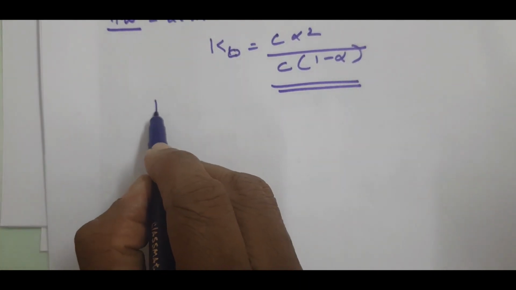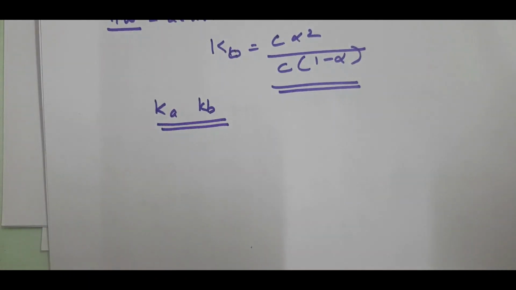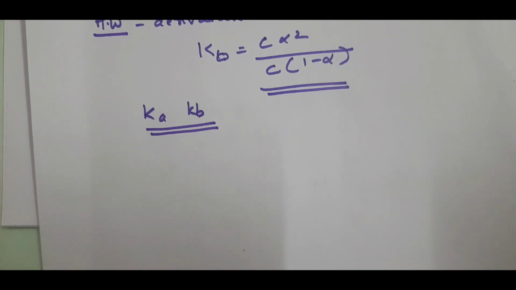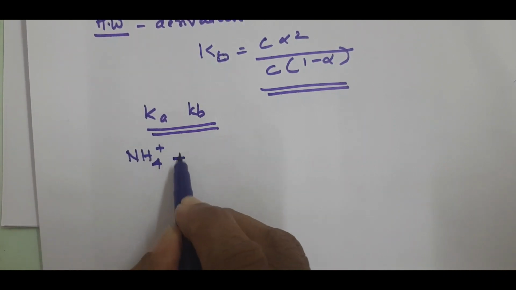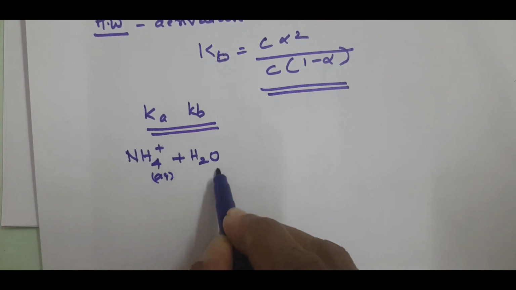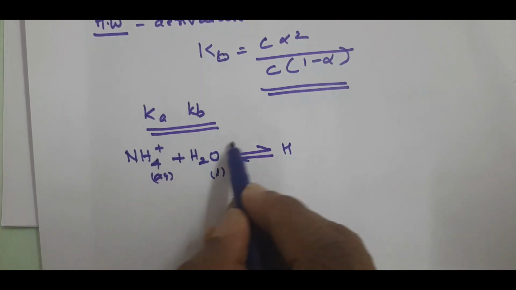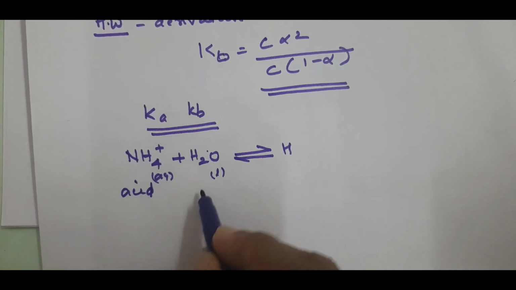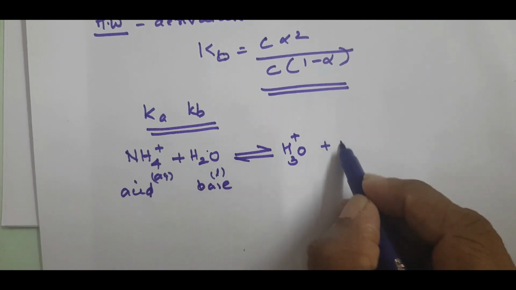Now you know what is Ka and what is Kb. Correct? Now you will find a relation between Ka and Kb. What is the relation between Ka and Kb? Okay. Now if you consider an example, both an acid and a base. For example, in the first case, we have ammonium ion plus water. I am not always writing aqueous because it is not necessary. So, ammonium ion and water: this will liberate a proton, this will accept a proton. So, this is an acid and this is a base.